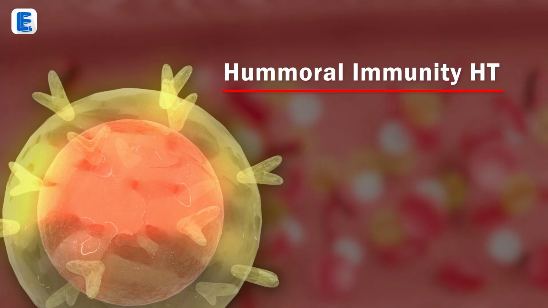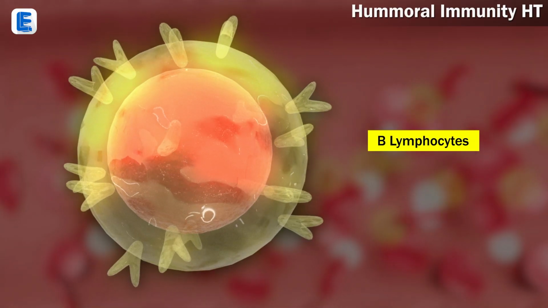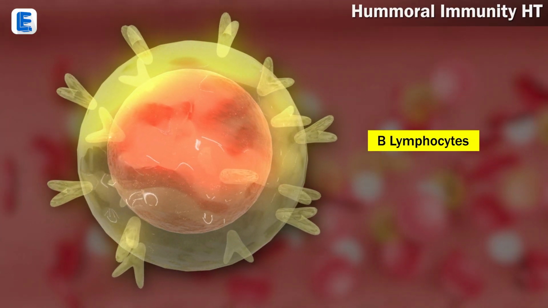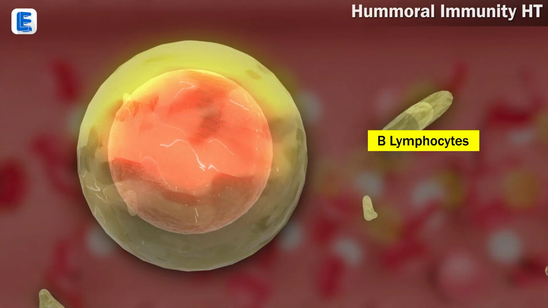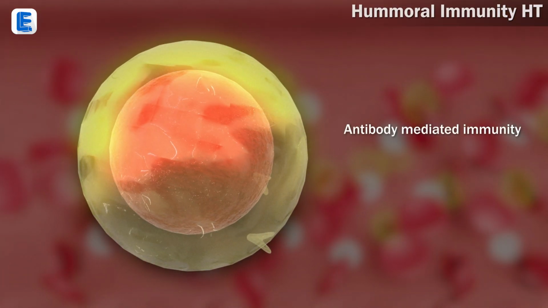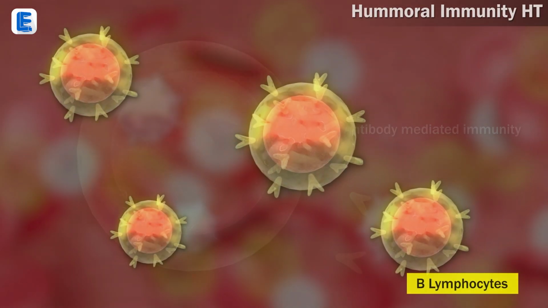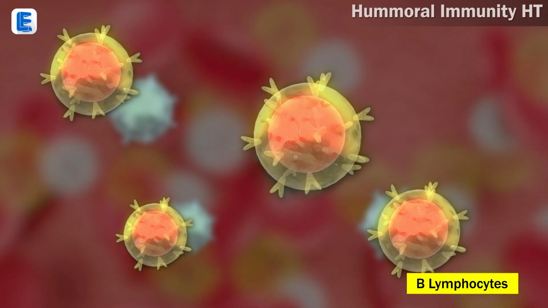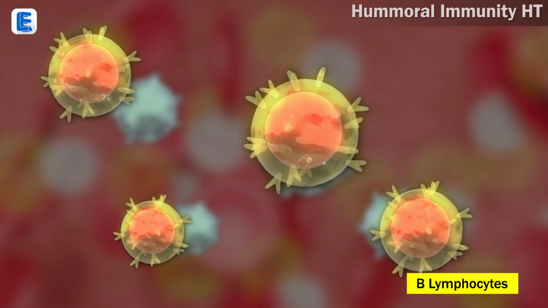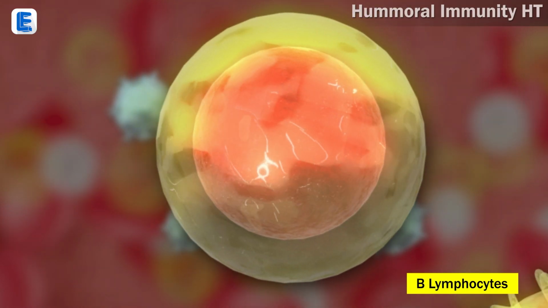Humoral immunity. B-lymphocytes, stimulated by antigen, produce specific antibodies and release them into body fluids like plasma, lymph, etc. This is called antibody-mediated immunity, or AMI. B-lymphocytes, antibodies. In response to disease-causing organisms, or antigens, B-lymphocytes produce protein molecules called antibodies.